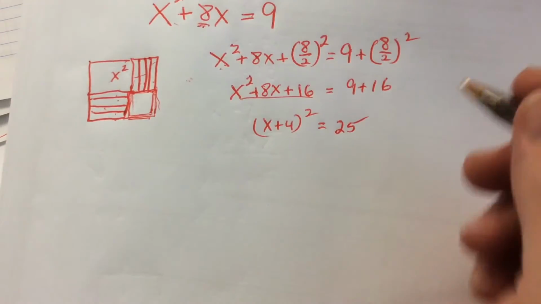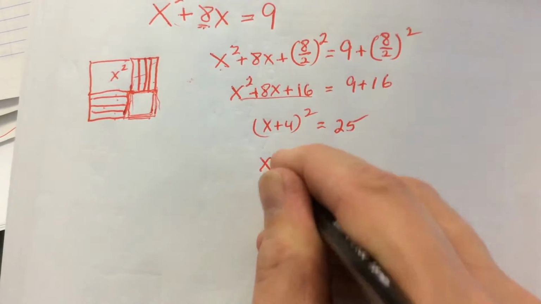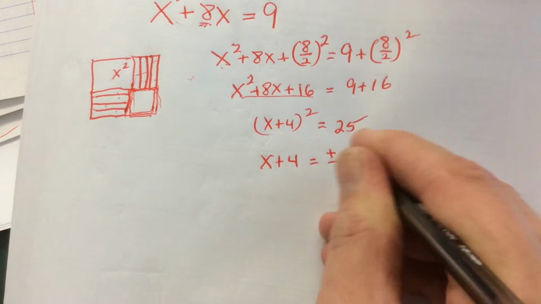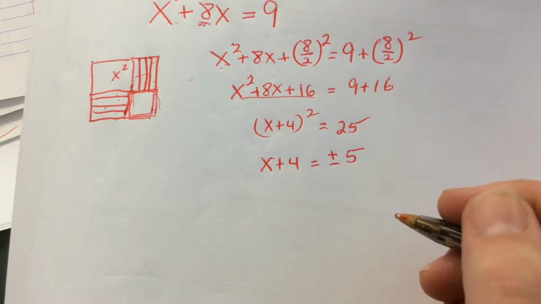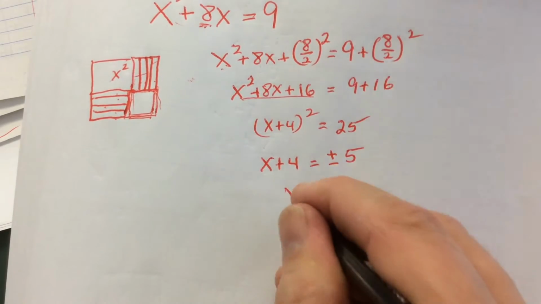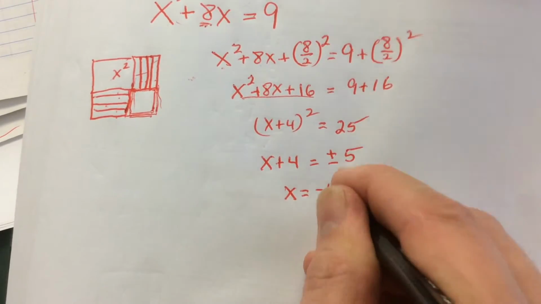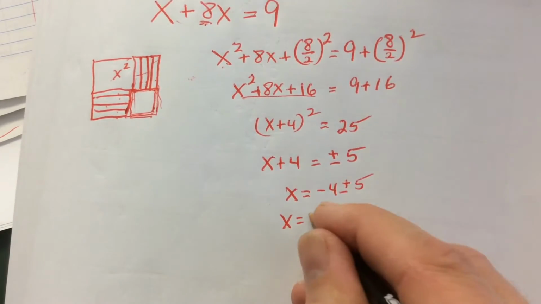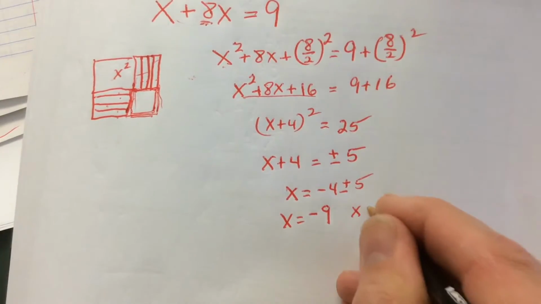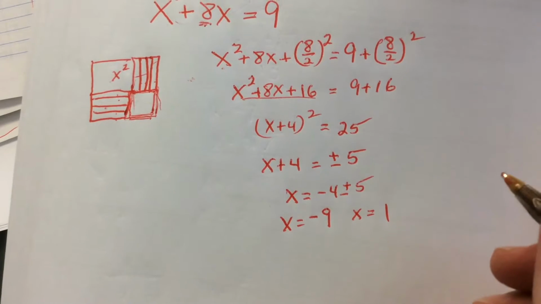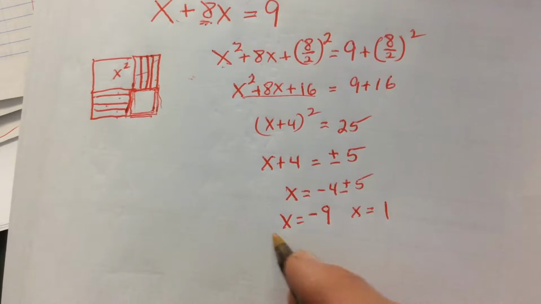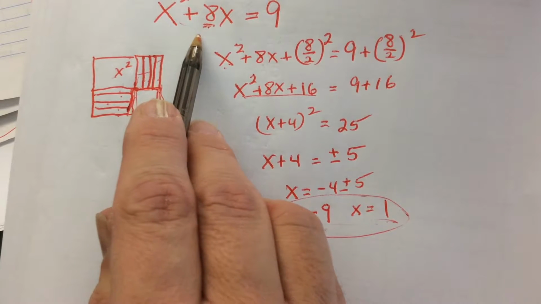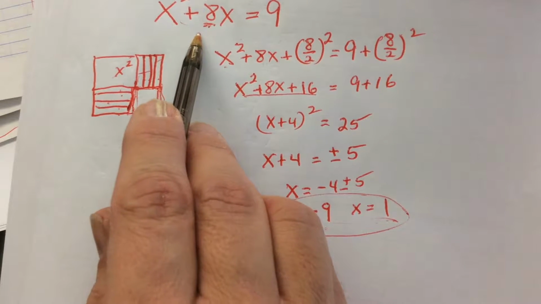And now I can take the square root of both sides. I get x plus 4 is equal to plus or minus 5, which means that x is equal to negative 4 plus or minus 5, and x is equal to either negative 9 or positive 1. Now, let's just take this for a second. If these are the right answers, then I should be able to plug it in here and get the right solution.